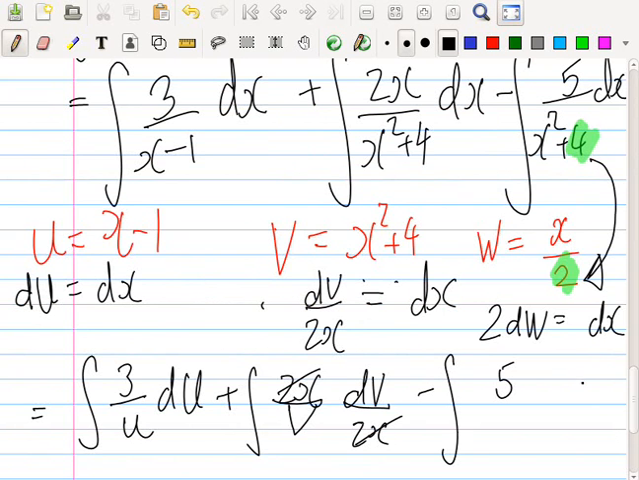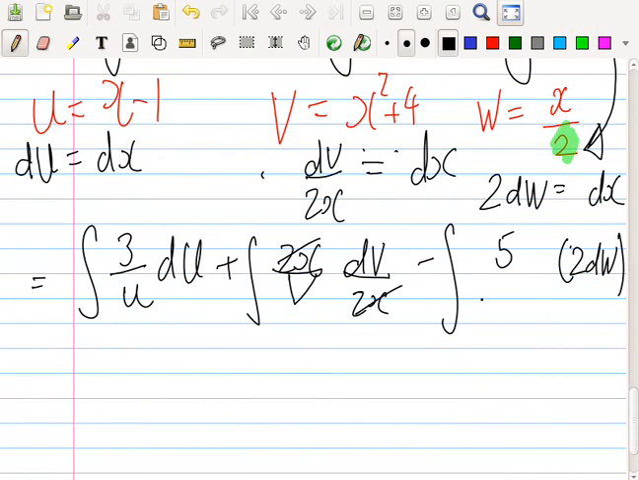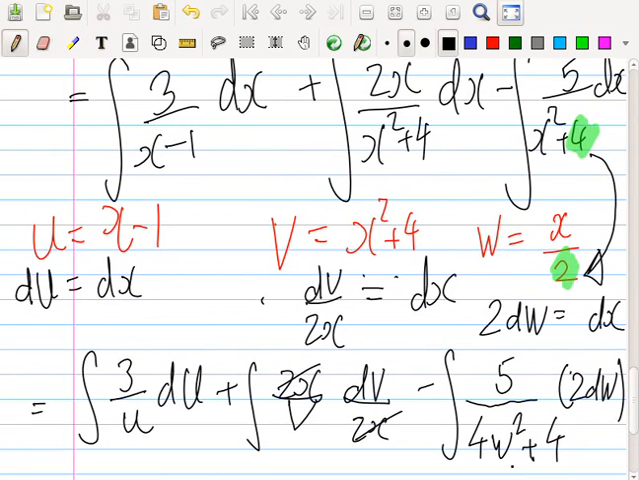Now the last one is a bit tricky. 5. Now what's dx? It's 2 dw. And on the bottom, look here please, I have x squared plus 4. What is x? Bring the 2 up. x is 2w. So what's x squared? 4w squared plus 4. Now you can see why I put the 2 here. It's so that I can make a 4 and a 4. And then what can I take out? I can take out the 4. So that was the trick. It makes it simpler for you.